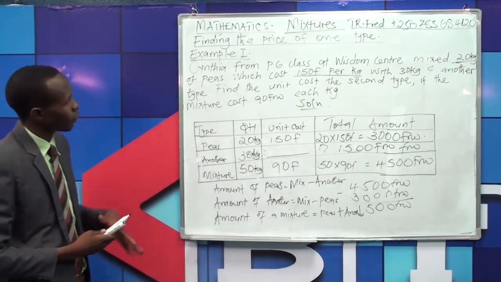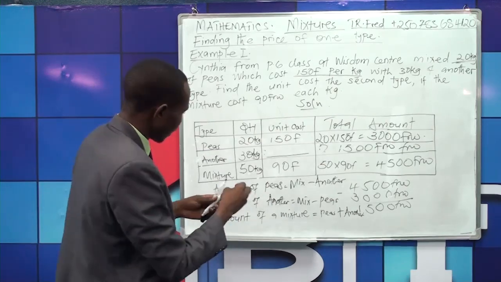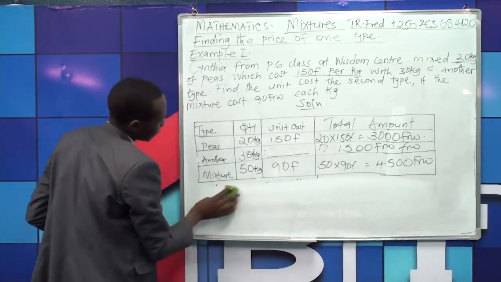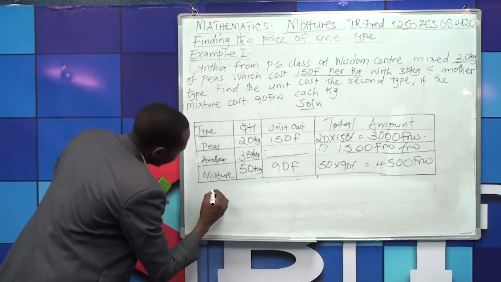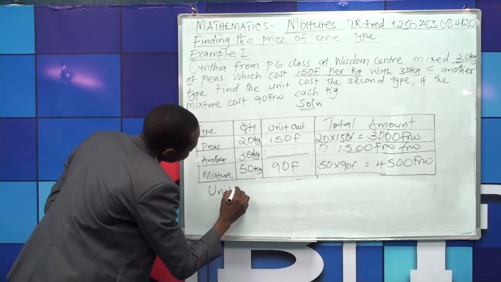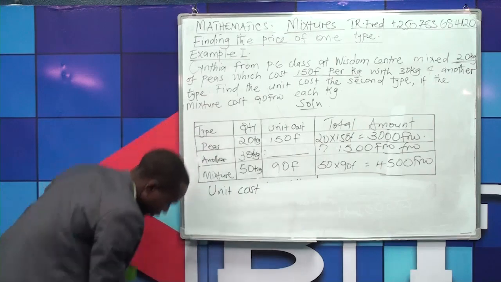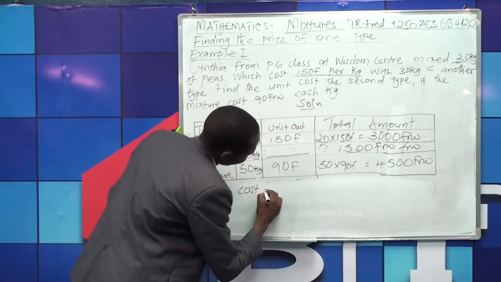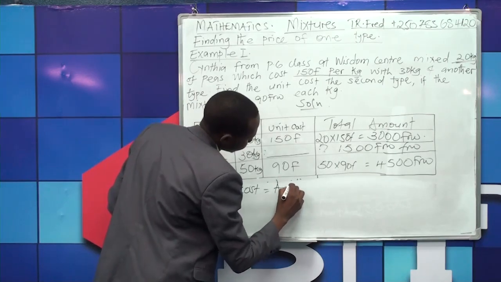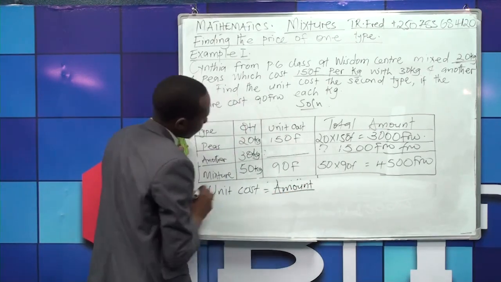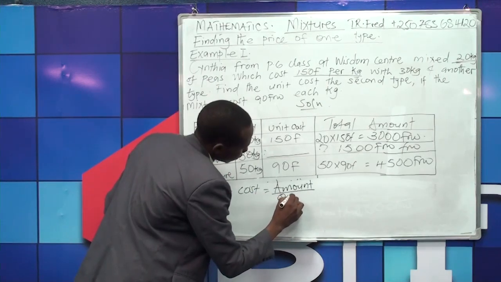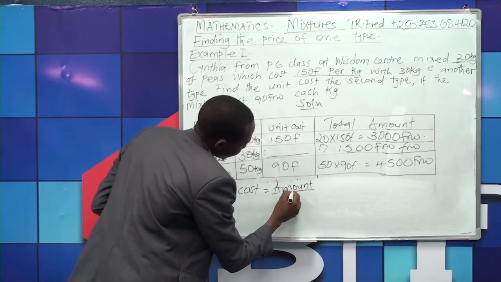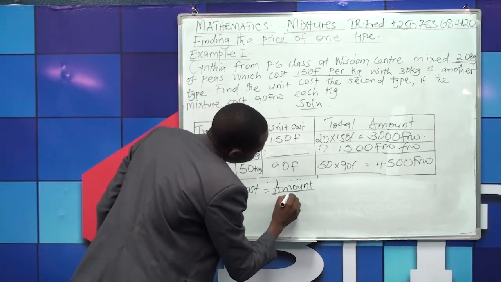For us to find unit cost, let's summarize here. If you want to find out unit cost, what do you do? To find unit cost, we shall have amount divided by quantity. So this is what is supposed to be done. If I want to find the cost, I will say amount divided by quantity.